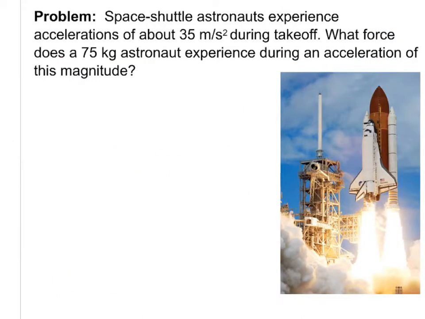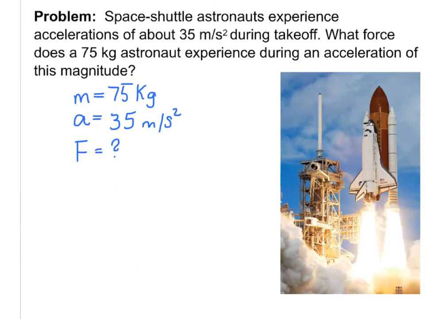So let's try a little problem with this. This is a really easy problem. Space shuttle astronauts experience accelerations of 35 meters per second squared during takeoff. What force would a 75 kilogram astronaut experience during an acceleration of this magnitude? So let's write down the variables that we know. We know the mass of that astronaut is 75 kilograms. We know he's accelerating at 35 meters per second squared, and we would like to find the force. What is the force?